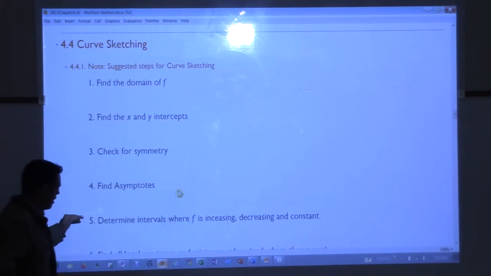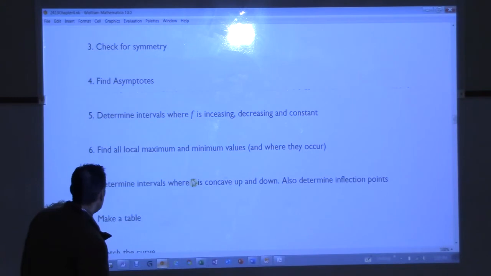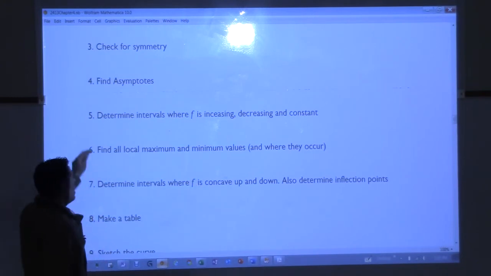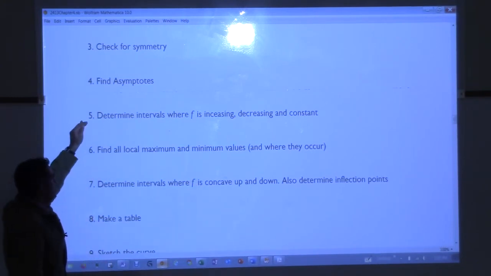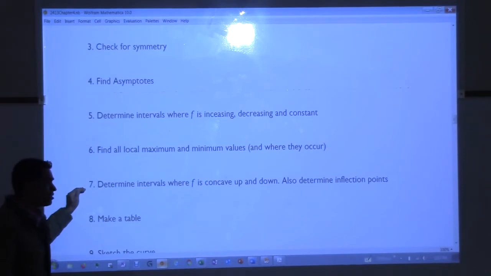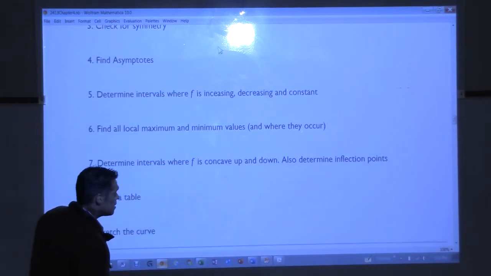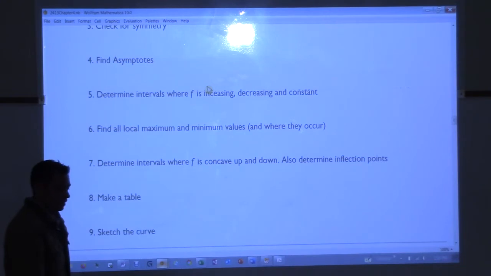Then we pick up the rest of this section, which is steps 5, 6 and 7: figuring out where our function is going up and where it's going down, finding any local max and min values, determining where it's concave up and concave down, and identifying any inflection points. Then step 8 is to make a table, and then we sketch the curve. So these problems are going to take us a while. Got it? So here we go.